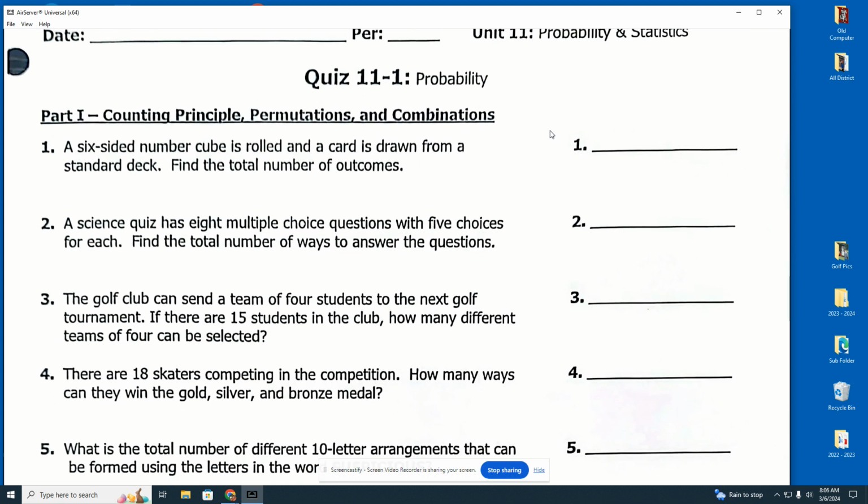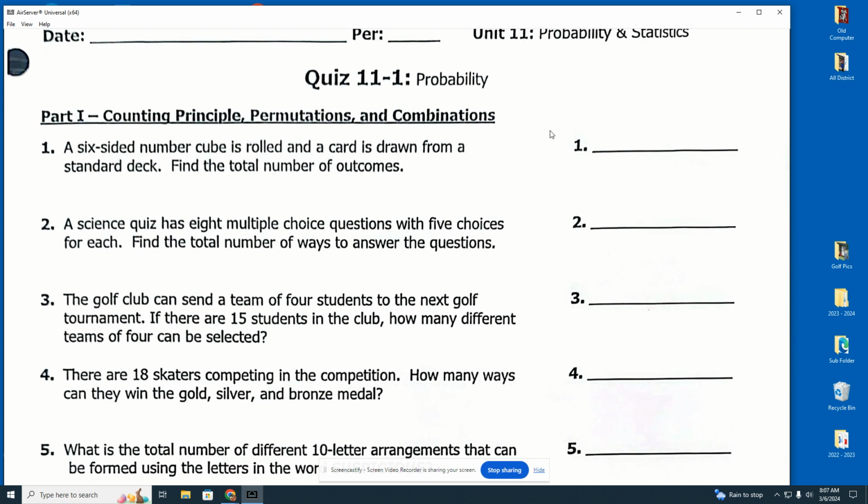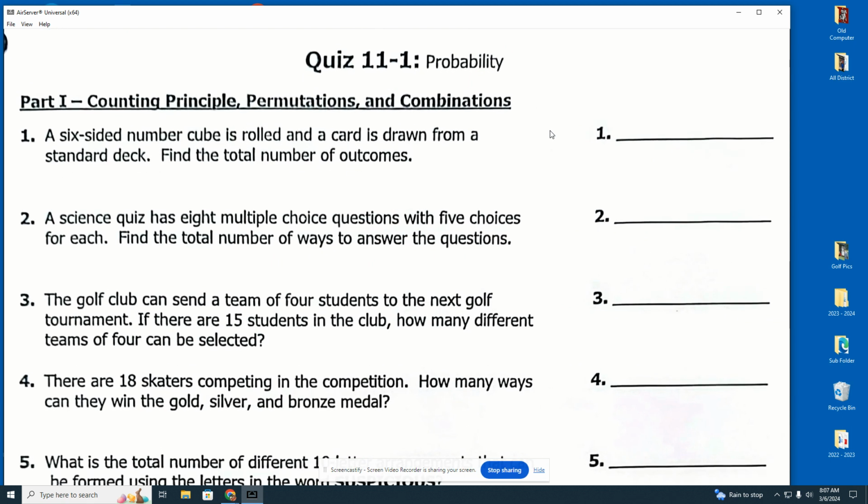So here we go. Number one, a six-sided number cube is rolled, and then a card is drawn from the standard deck. Find the total number of outcomes. See, you're not finding the probability of something. You're finding the total number of outcomes. Basically, if you were finding probability, you'd be finding the bottom number right now, right? So this was what we called the fundamental counting principle. How many things are going on here?